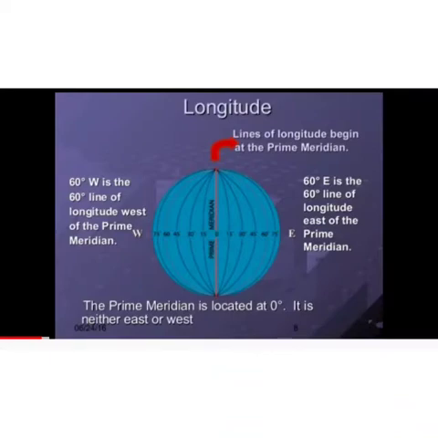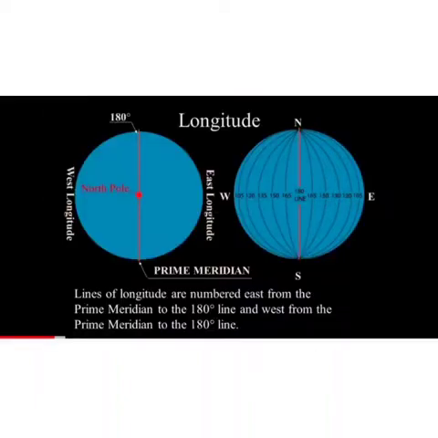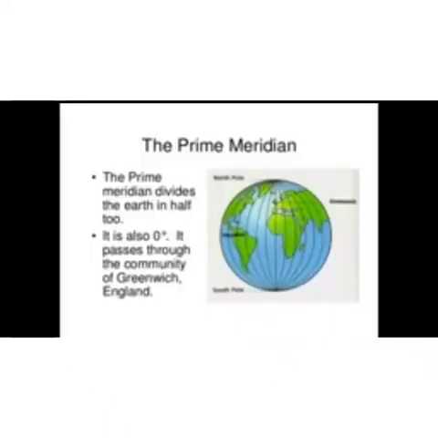Longitude. Lines of longitude begin at the prime meridian. So see in this image, 60 degrees east is the 60-degree line of longitude. Lines of longitude are numbered east from the prime meridian to the 180-degree line and west from the prime meridian to the 180-degree line. The prime meridian divides the earth into two equal halves. It is also located at 0 degree. It passes through the community of Greenwich, England.